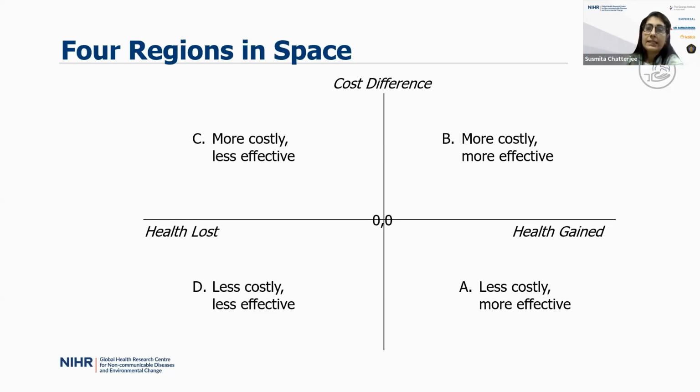Now, my question is, in which of these 4 regions, if my intervention falls there, do I choose it immediately without thinking anything? Which is this region?